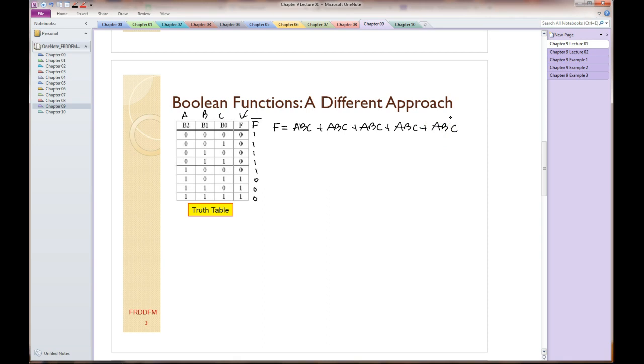Okay, so those are my 5 product terms, and what I need to do is represent one of these terms for each row where there's a 1. Okay, so the first one is 0, 0, 0. There's 0, 0, 0. The next one is 0, 0, 1. There's 0, 0, 1.